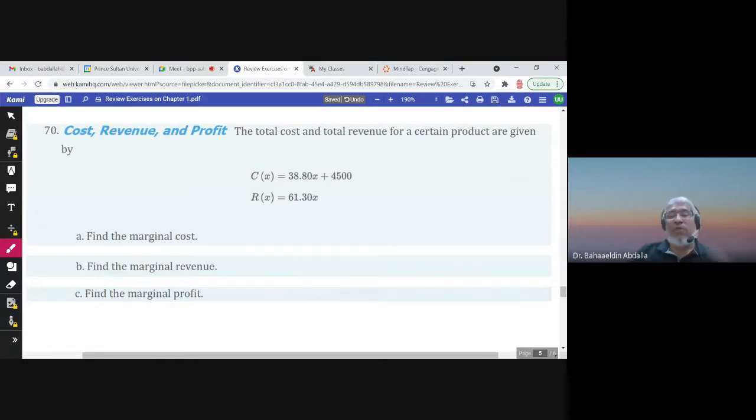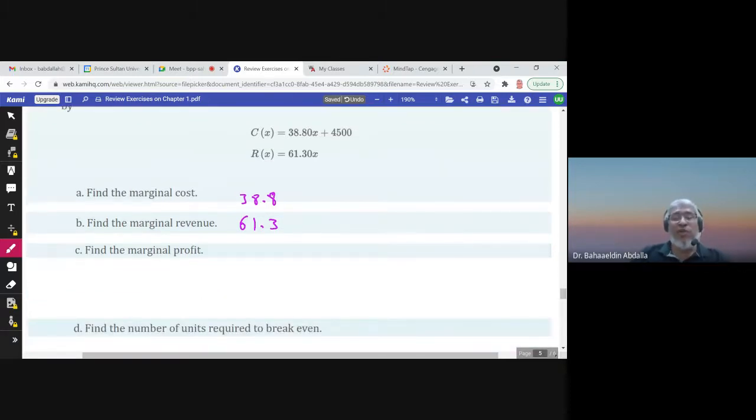Cost, revenue, and profit. The total cost is given by this and the revenue is given by this. Find the marginal cost. If you remember, the marginal cost is the slope of the cost. So it is 38.8. The marginal revenue is the slope of the revenue, which is 61.3. The marginal profit, we need to find the profit equation. And the profit equation is the revenue minus the cost.